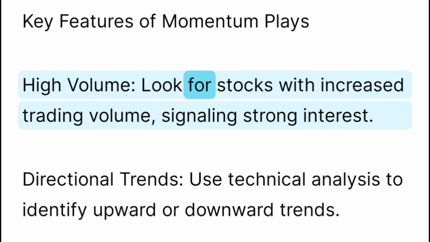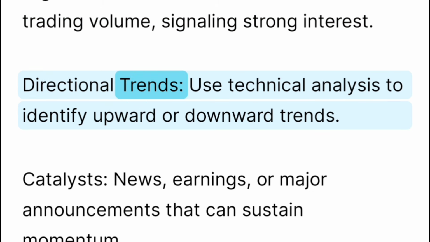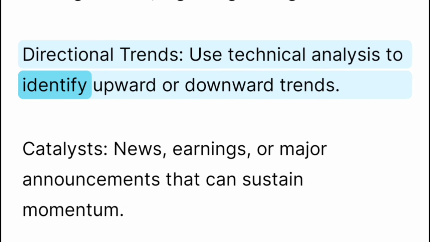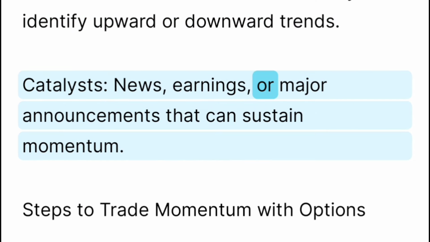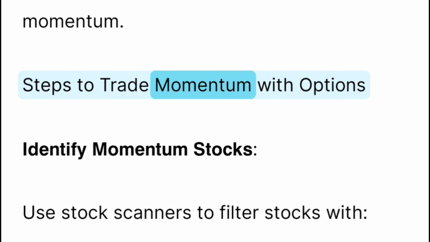Look for stocks with increased trading volume, signaling strong interest. Directional trends: use technical analysis to identify upward or downward trends. Catalysts: news, earnings, or major announcements that can sustain momentum. Steps to trade momentum with options.